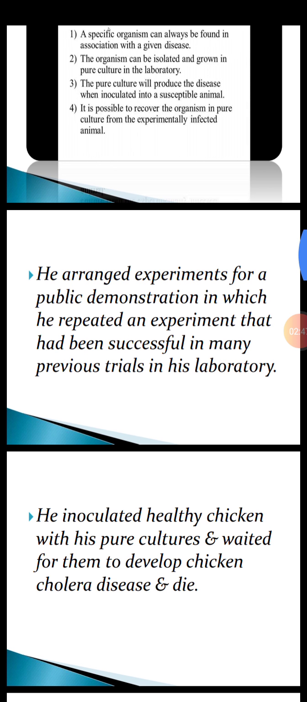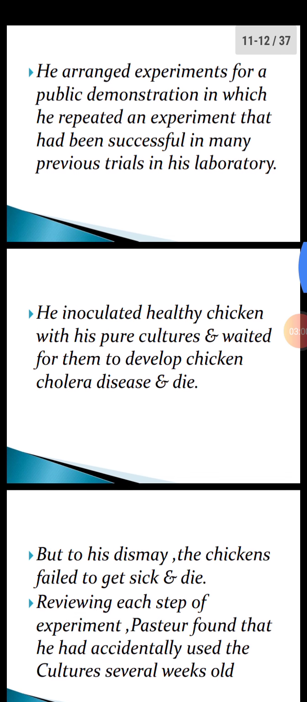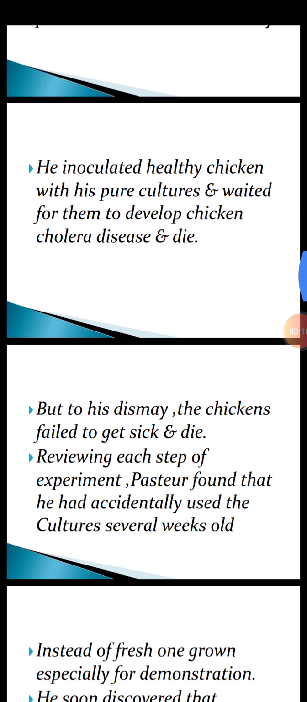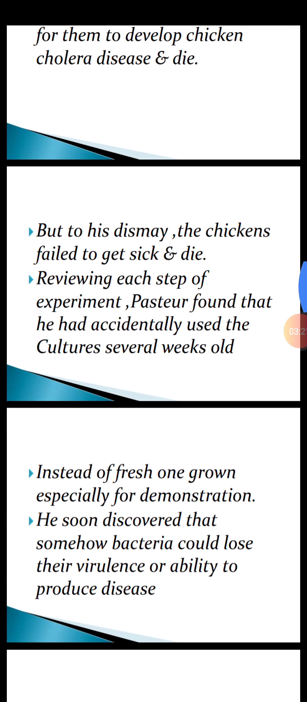He arranged experiments for public demonstration, that is in front of the public, in which he repeated an experiment that had been successful in many previous trials in his laboratory. He inoculated healthy chickens, that is, used injection, with his pure cultures, and waited for them to develop chicken cholera disease and die. But then, to his dismay or disappointment, the chickens failed to get sick and die.